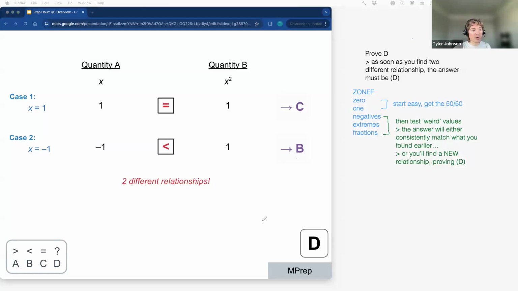And now an extra credit question on this problem here. What sort of numbers would make it so quantity A is bigger? What kinds of values would create that relationship?